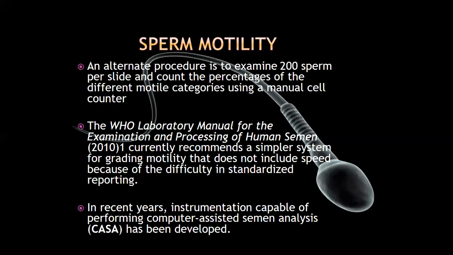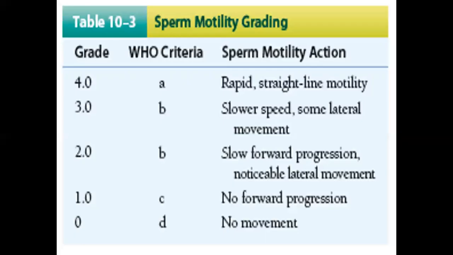The WHO recommendation is a simpler grading that does not include speed, because of the difficulty in standardized reporting. Another, more advanced way of assessing sperm motility is through CASA, or computer-assisted semen analysis, where computers assess the motility.